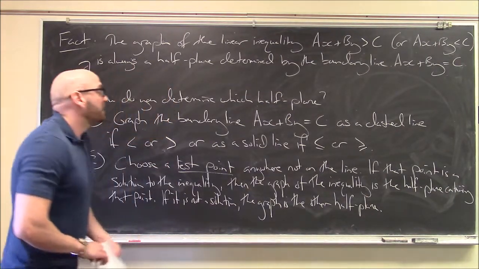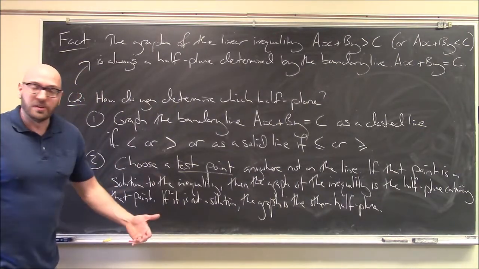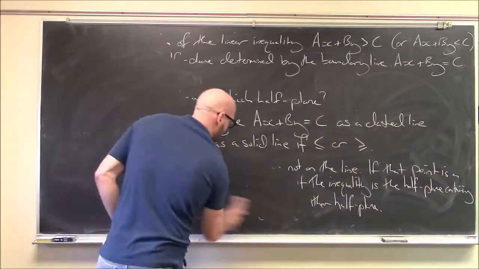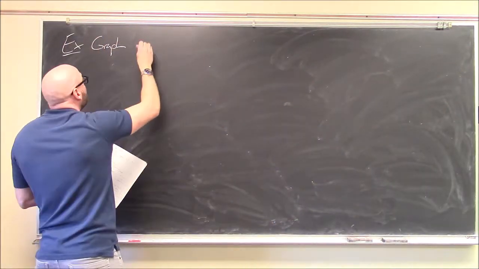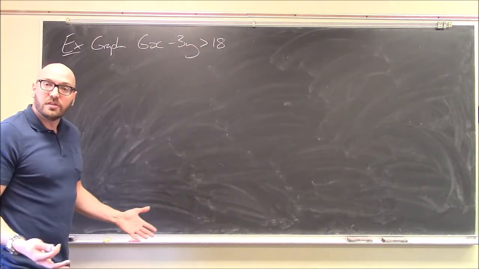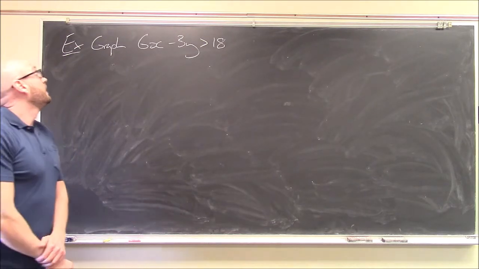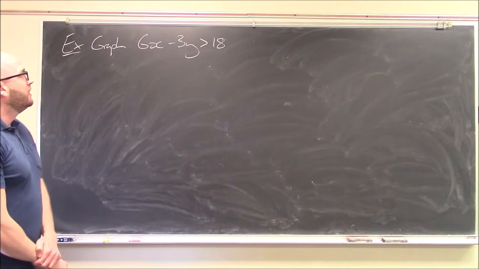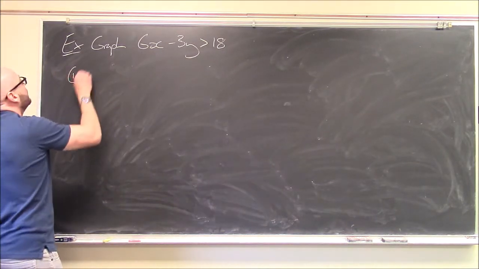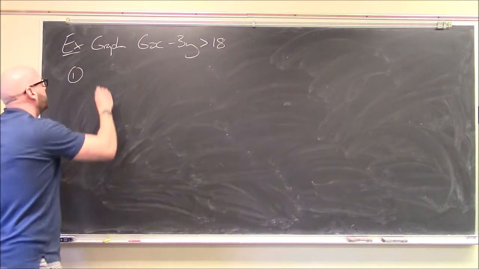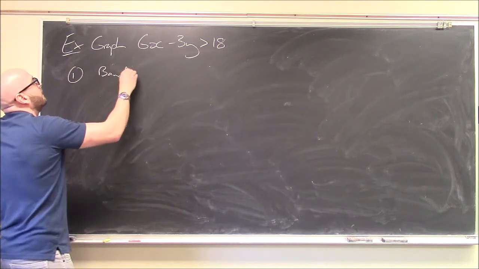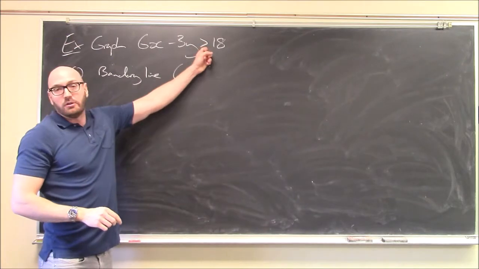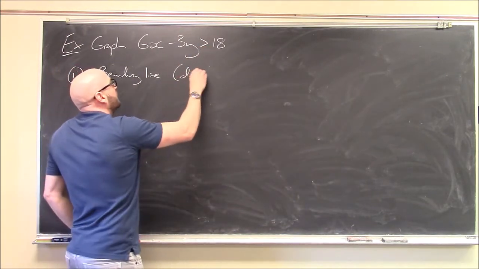But I think the easiest way to illustrate this is just with several examples. So let's just proceed. Okay, so here's a linear inequality. Graph 6x minus 3y is bigger than 18. So what do we do? Step 1, I want to graph the equality, the boundary line. Notice I've got strictly greater than, so I'm going to draw this as a dashed boundary line.